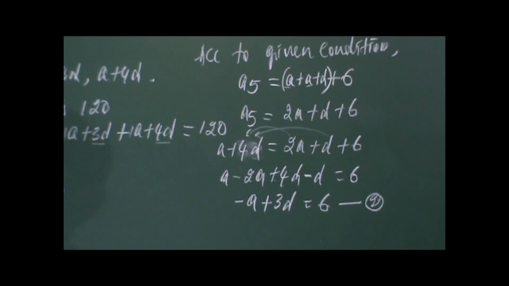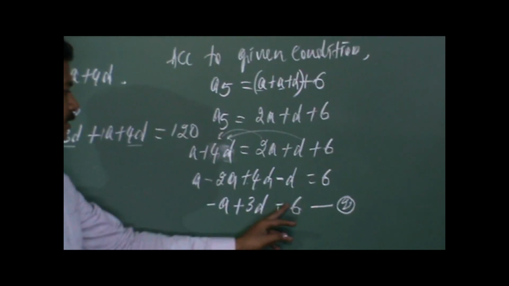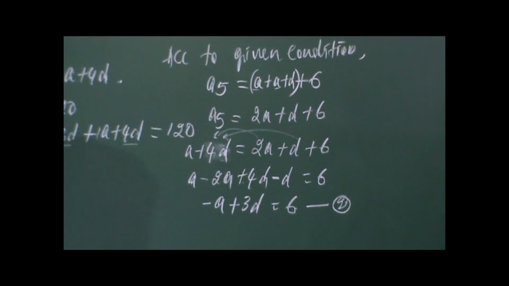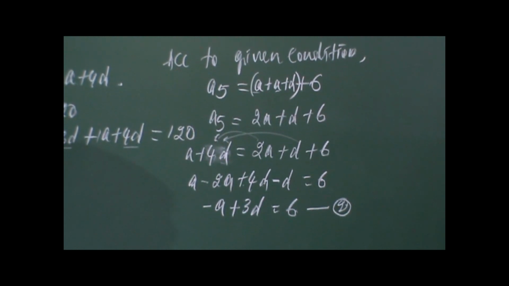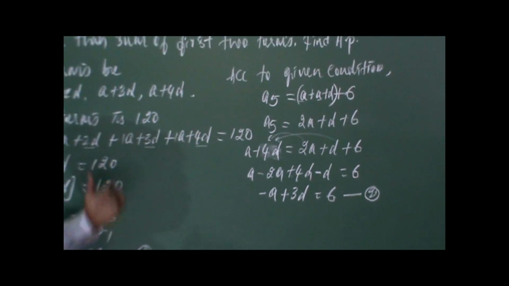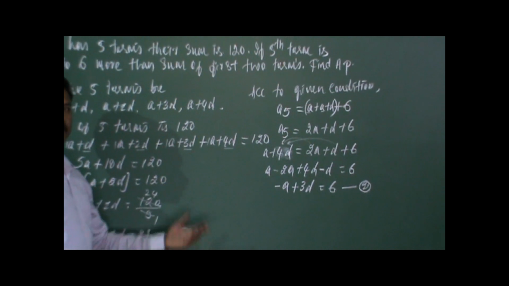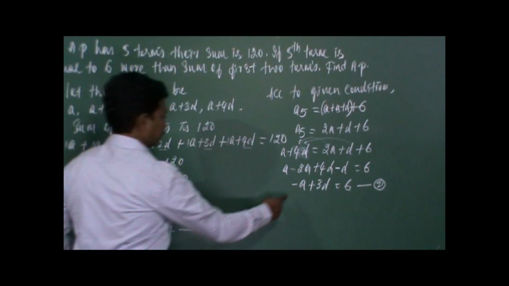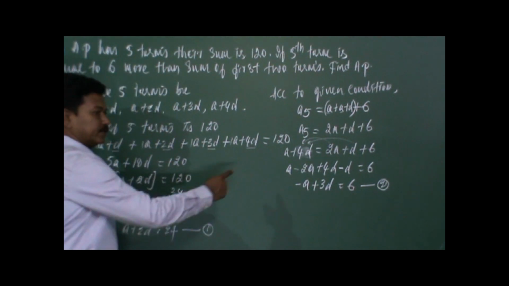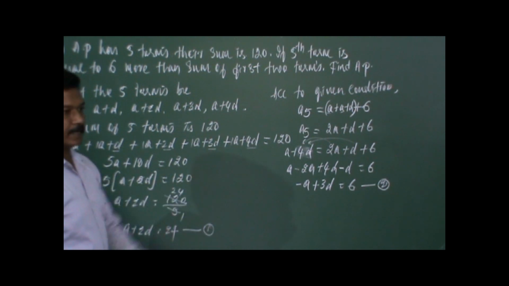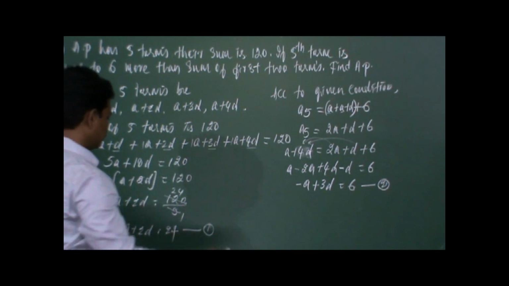Now we have two equations: A plus 2D is equal to 24 and minus A plus 3D is equal to 6. We are going to solve these two equations by the method of elimination. In this method, one of the variables should get eliminated and the other should remain. Here we have plus A, here we have minus A. When we add these two linear equations, A and A get cancelled, D gets added up, and we get the value of D.